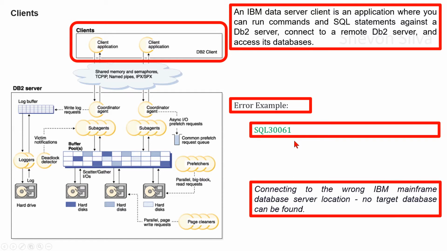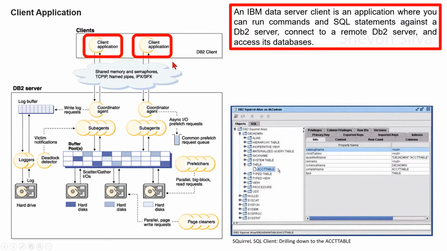As an error example, we can consider SQL30061, connecting to the wrong IBM mainframe database server location. No target database can be found.